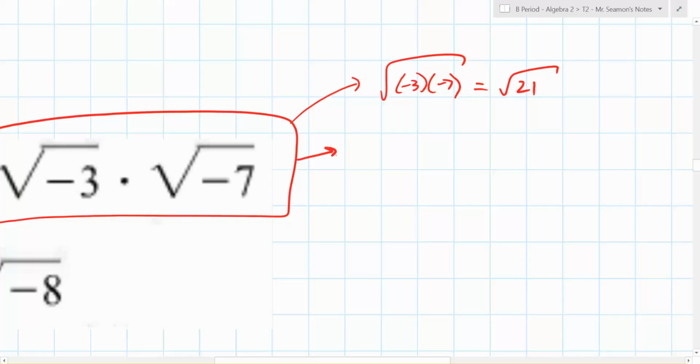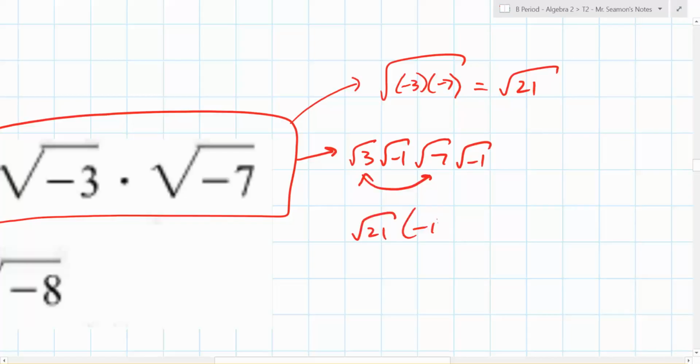Well, here's another way to do the same thing. This negative 3. Can you factor negative 3? Yeah, it's the square root of 3 times the square root of negative 1, and the square root of 7 times the square root of negative 1. So let's group these together. What is that? The square root of 21. And what's the square root of negative 1 squared? i squared. Negative 1.